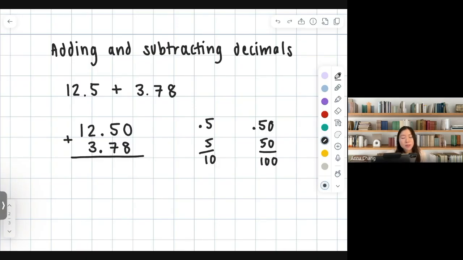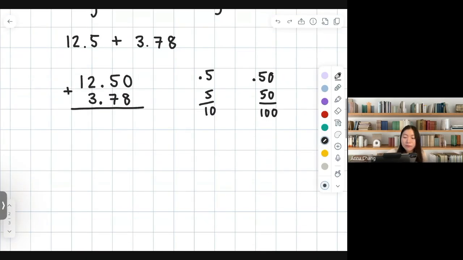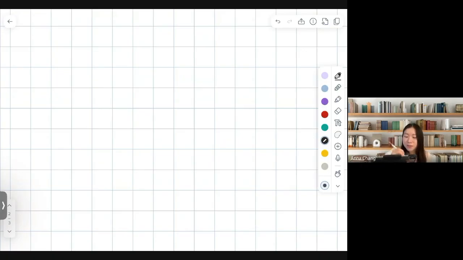After we line up the decimal points, we can add like we normally do. 0 plus 8 is 8, 5 plus 7 is 12, carry the 1, 1 plus 2 plus 3 is 6, and we just have a 1 there. After you do the adding, you do need to bring that decimal point down to your answer. So this is going to be 16.28. Let's also talk about multiplying decimals.